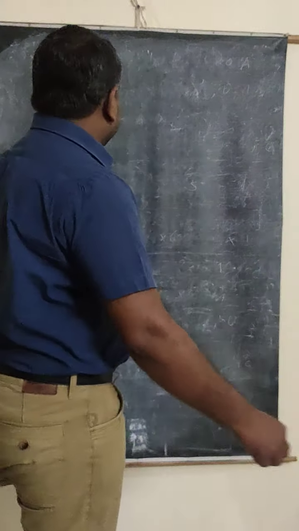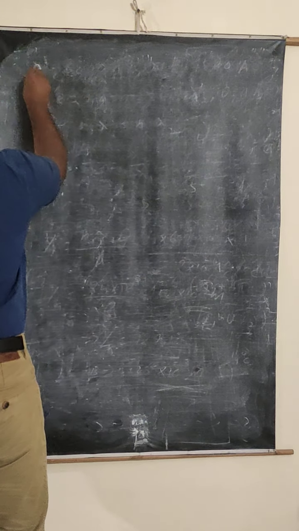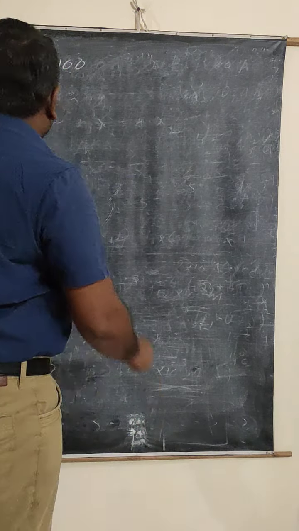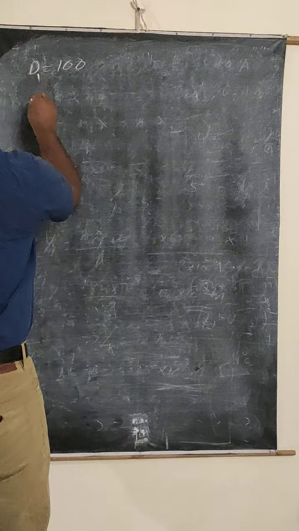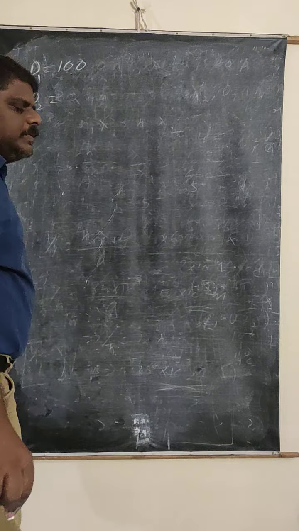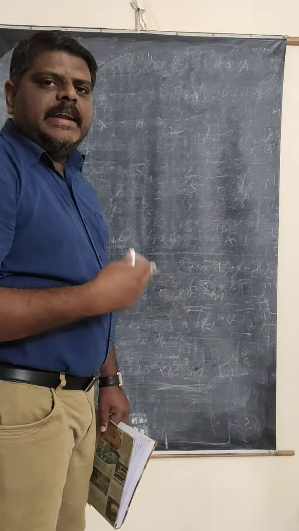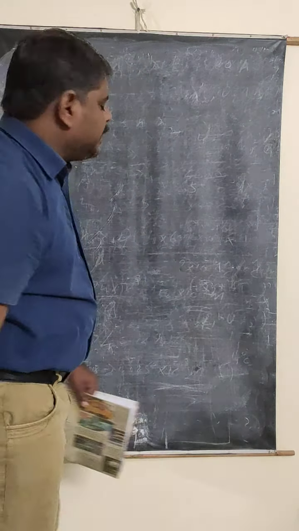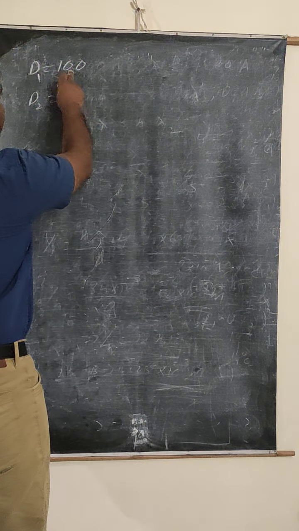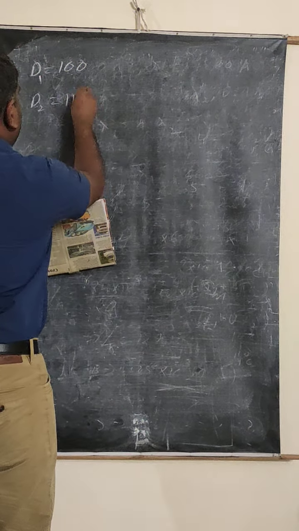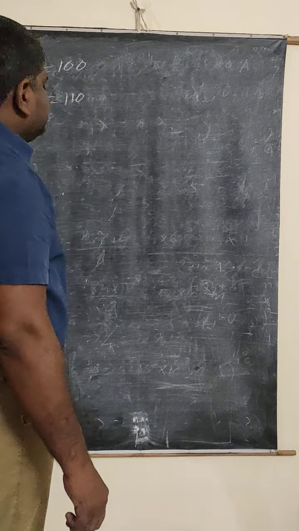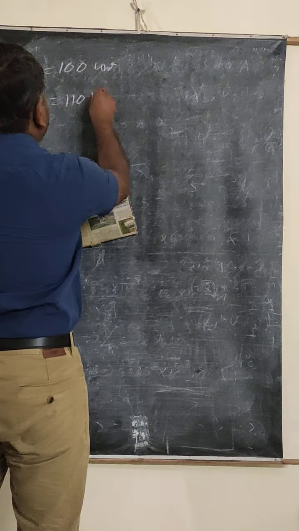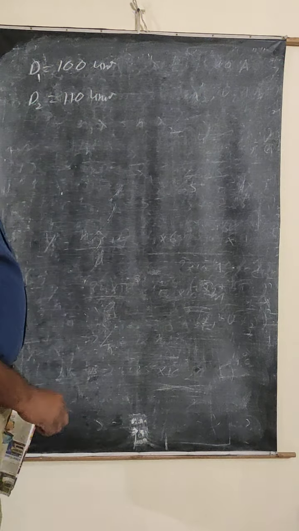So first we write down the distance of the screen. The distance of the screen, capital D1, is equal to 100. And what about D2? It is increased by 10%. 10 percent means 100 plus 10, so it becomes 110. D1 is equal to 100 and D2 is equal to 110. Let us say these are the units: 100 units and 110 units.